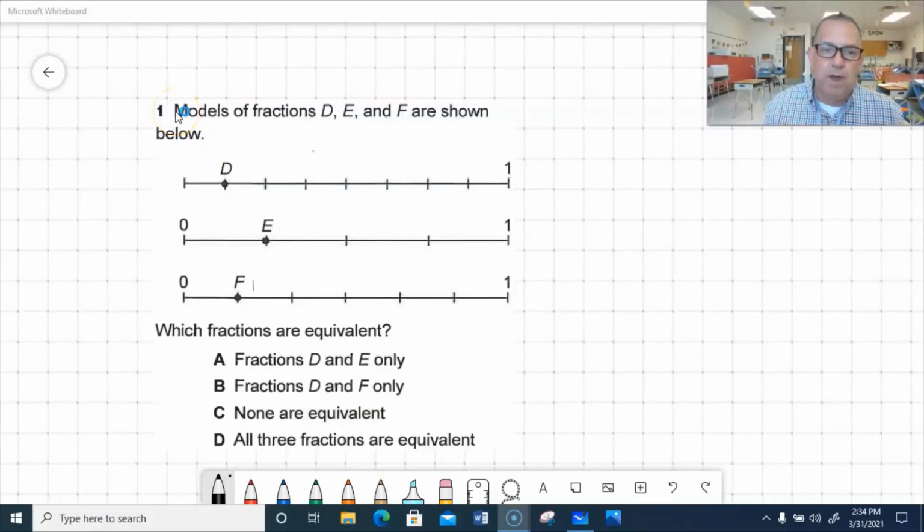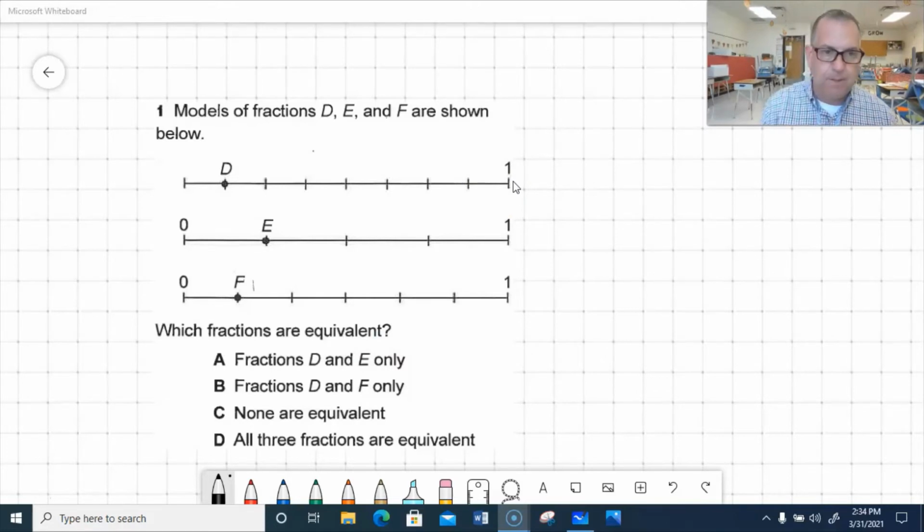Okay, let's go ahead and work on some guided practice problems. Follow along as I read. It says, models of fractions D, E, and F are shown below. So we have fractions on a number line here. It says, which fractions are equivalent? So basically, we need to figure out what fractions those are. What fraction does D represent?